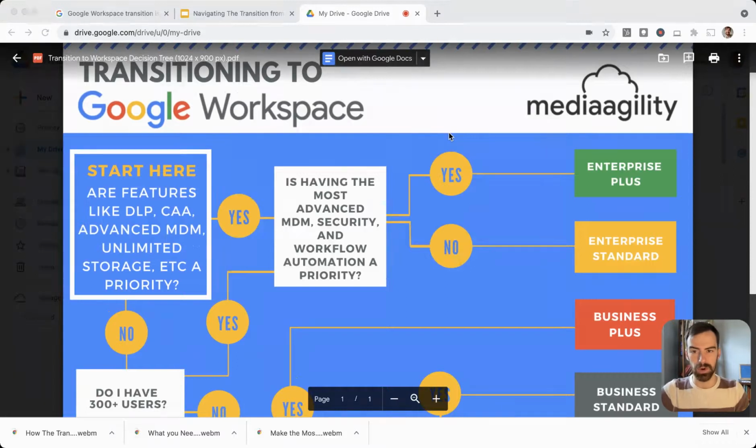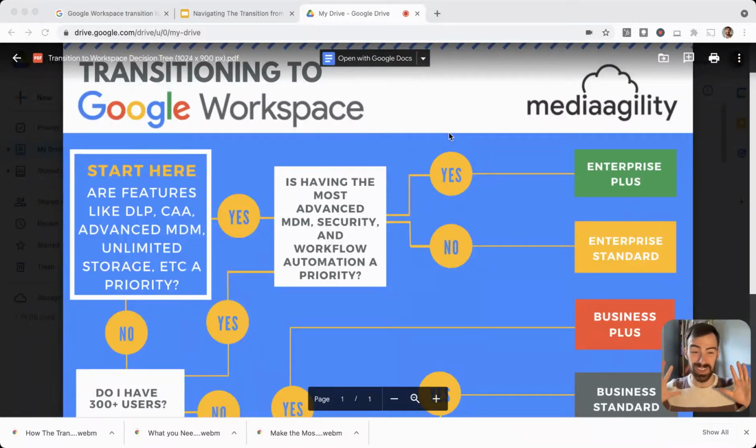In this video, I'm going to be walking through a decision tree to help you transition to Google Workspace from your G Suite licenses that are now being retired in November of 2021. If you have questions about that statement, if that is news to you, please check out my other videos that explain the transition in a little bit more detail. For this video, we're going to be talking about how to get you to the right licenses through this transition.